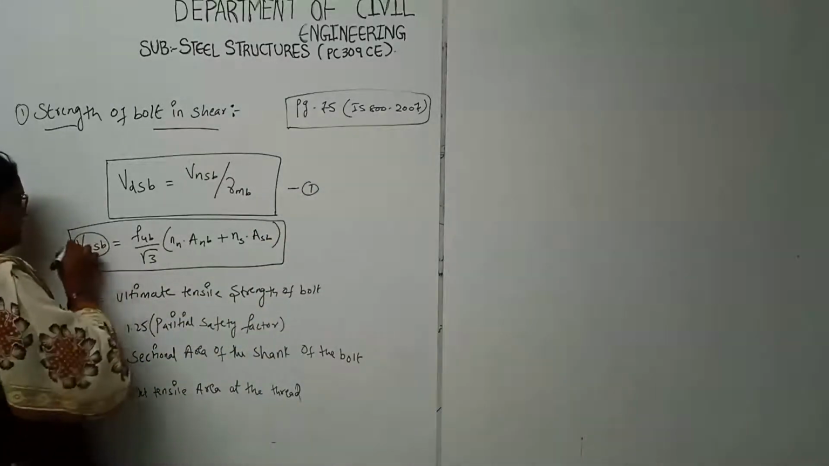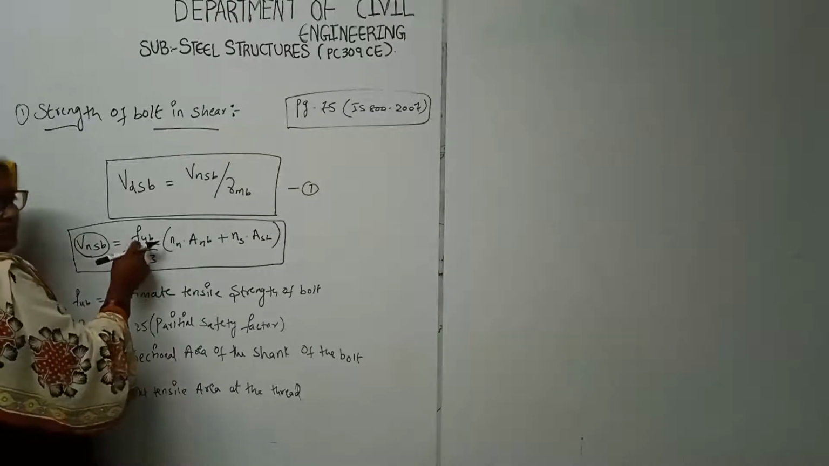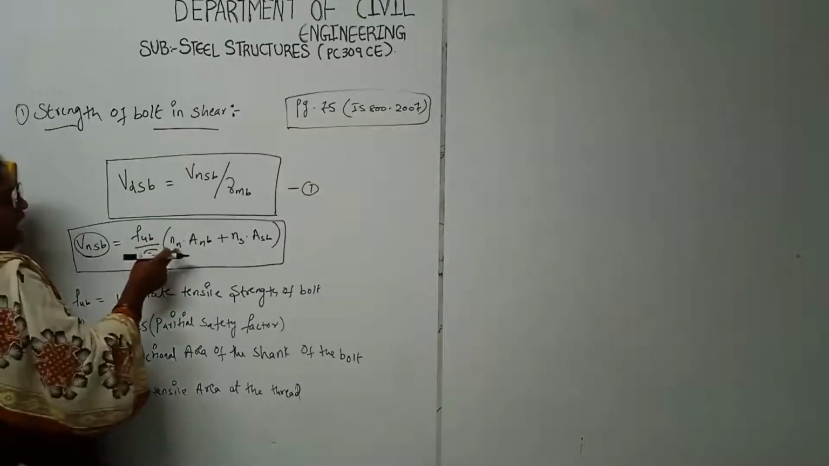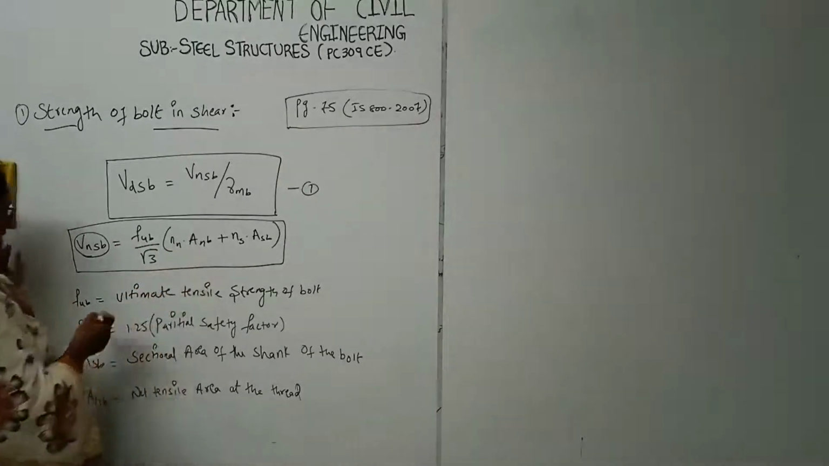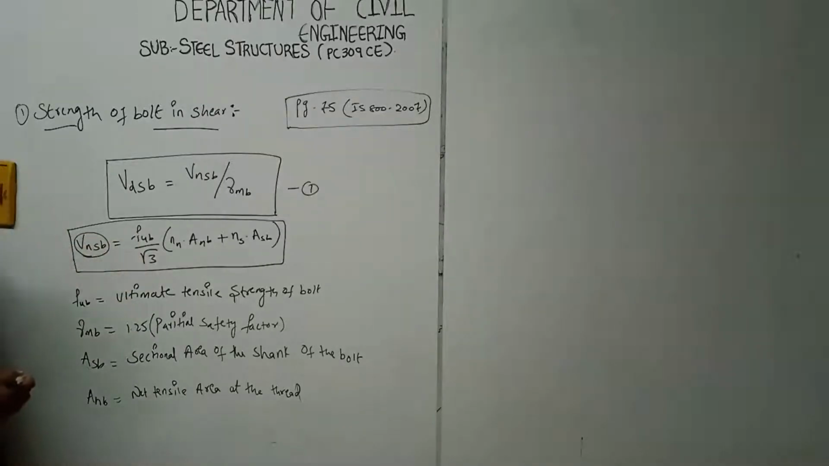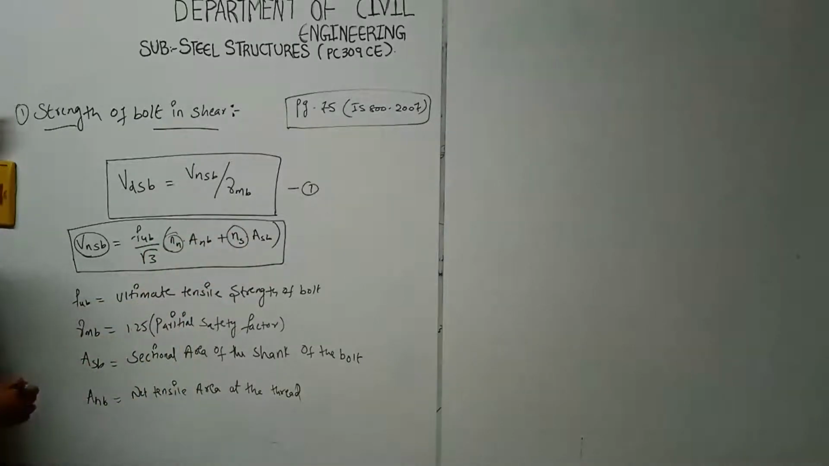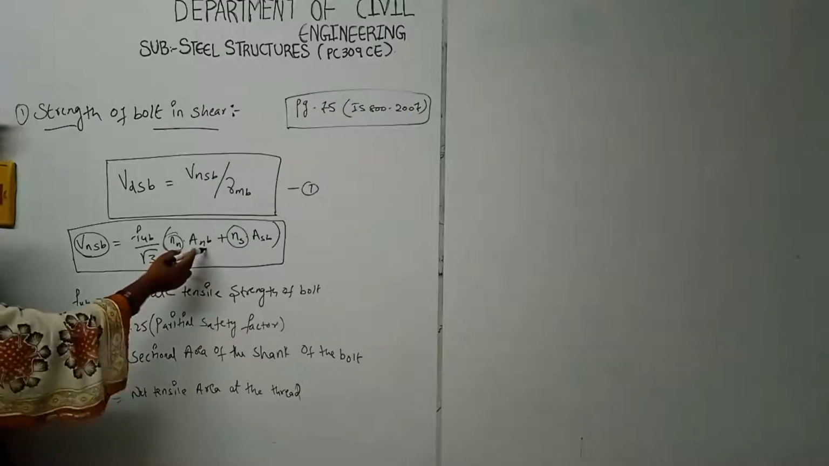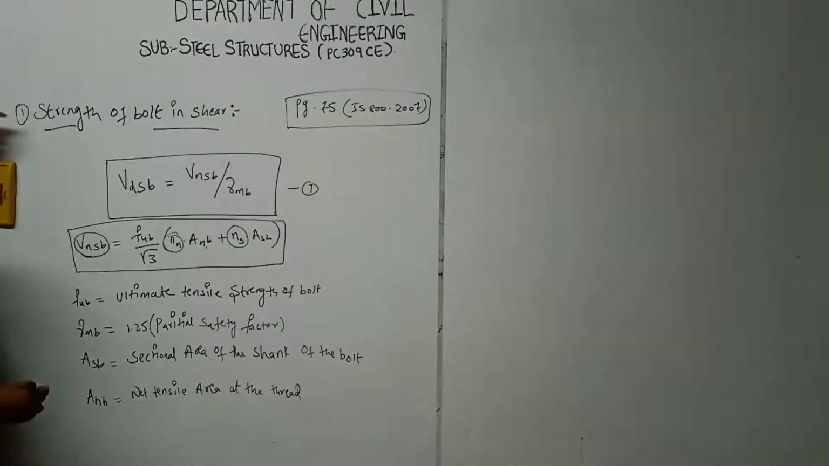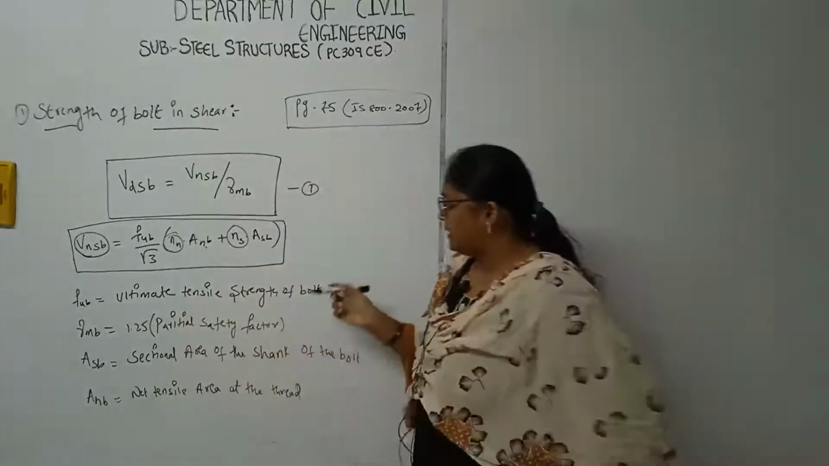Here the VNSB is nothing but FUB, the ultimate tensile strength of the bolt, by root 3 into (NN ANB + NS ASB). We will study NN and NS in detail after this. What is actually gamma? Here gamma MB is the partial safety factor which you adopt.